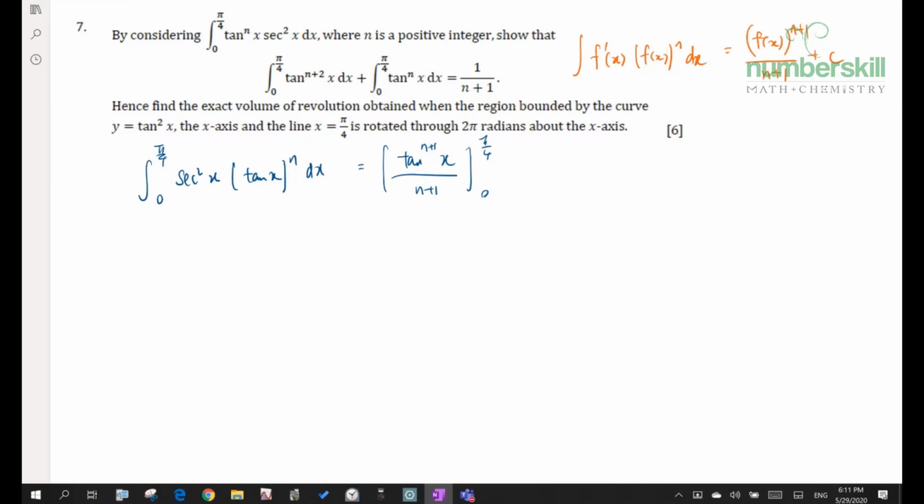Are we all good? And then you say, well, Mr. Ang, it's still very weird. The power n plus 1, what do I do with it? Well, turns out it's evaluated at power 4. For goodness sake, tangent of pi over 4 is 1. So no matter what power you have, 1 to the power n plus 1 is still 1, right? There you go. So it's just going to be 1 over n plus 1 minus 0 over n plus 1. Okay, n plus 1 is constant, by the way. Don't stress yourself.